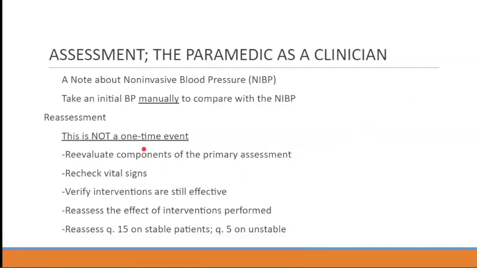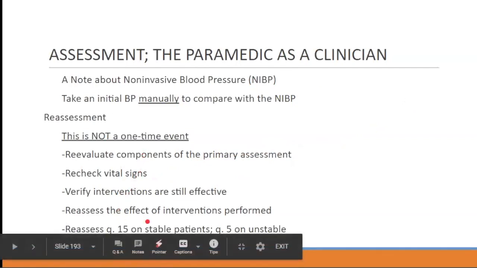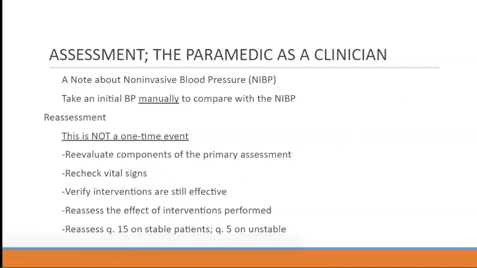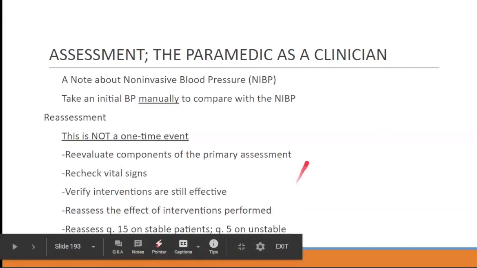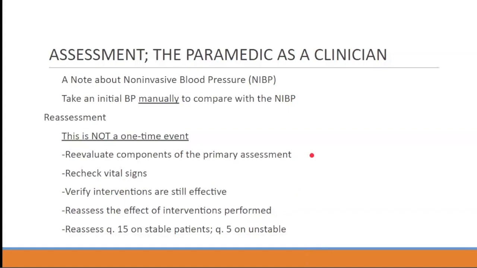Finally, we're reassessing. Now, we always say 15 minutes on stable patients and every 5 minutes on unstable patients. Realistically, if you guys are going to go through the cognitive skills testing, all of our patients are going to be unstable. All of them are going to be reassessed at the 5-minute mark. Although, realistically, reassessments are a continuous process, not an every 5-minute process.